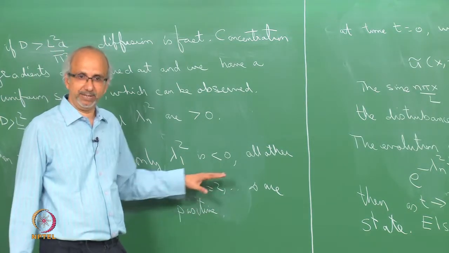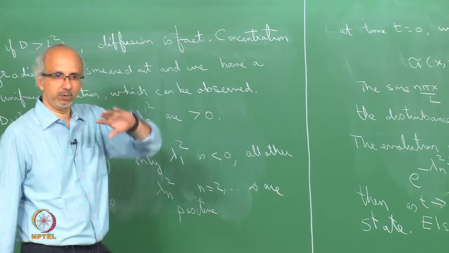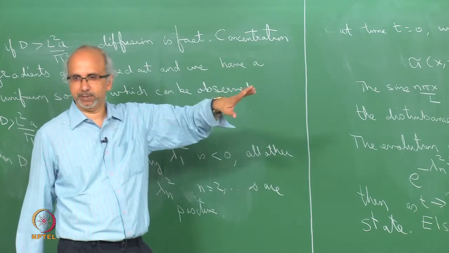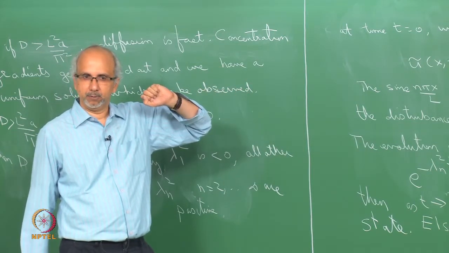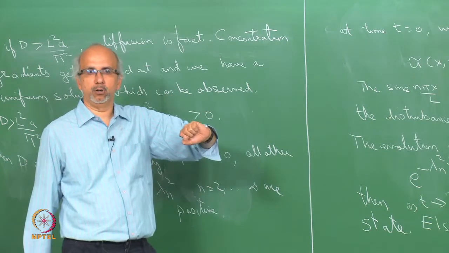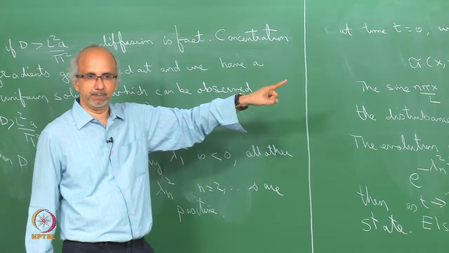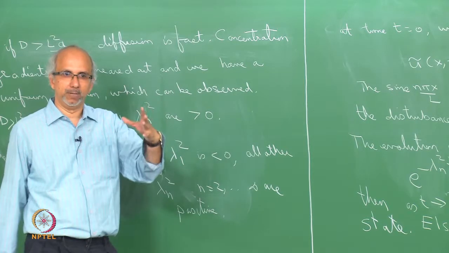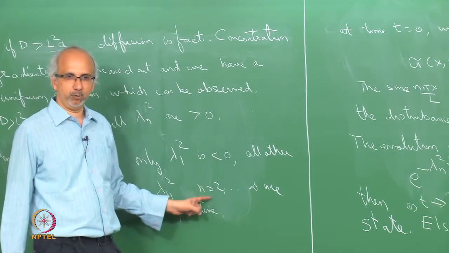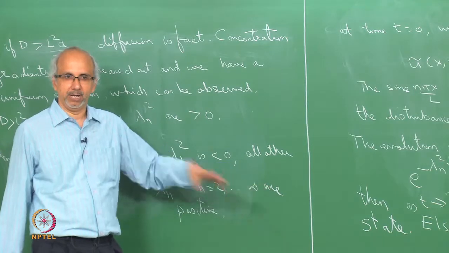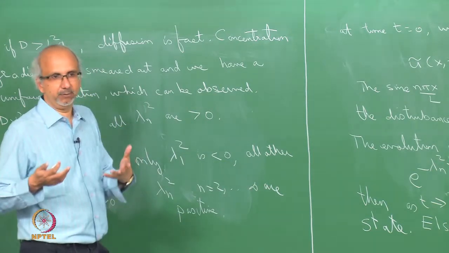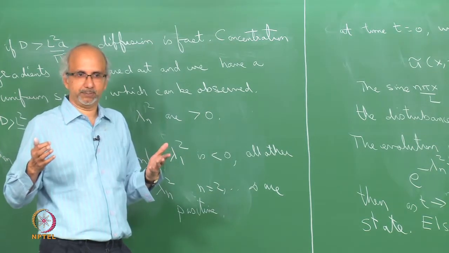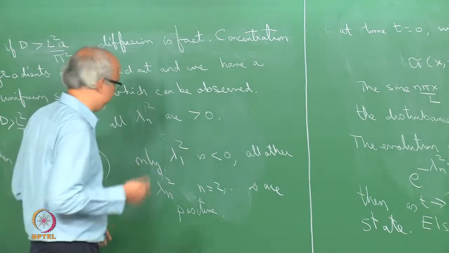So what that means is, supposing you have a disturbance and you resolve it in terms of sin pi x by l, sin 2 pi x by l, sin 4 pi x by l, the thing which is going to grow is the one corresponding to sin pi x by l, n equal to 1. That is the only mode which is going to grow. The modes corresponding to n equal to 2, 3, 4, 5 are going to decay. So as a result, what you're going to observe in your system is the solution which corresponds to sin pi x by l. So that's the insight you are getting.